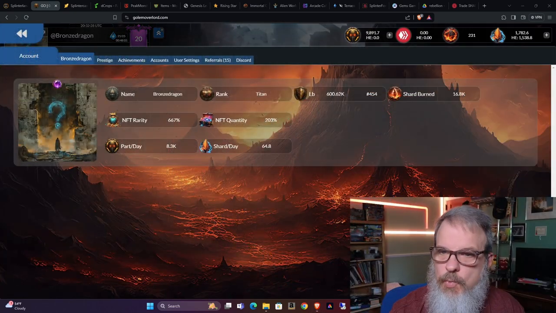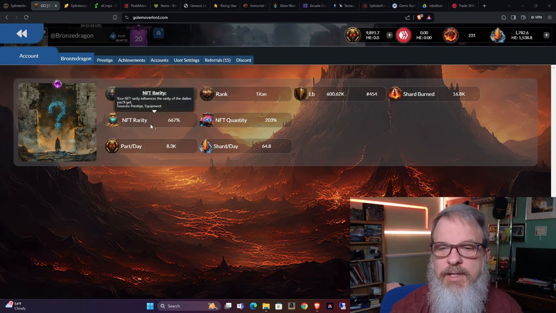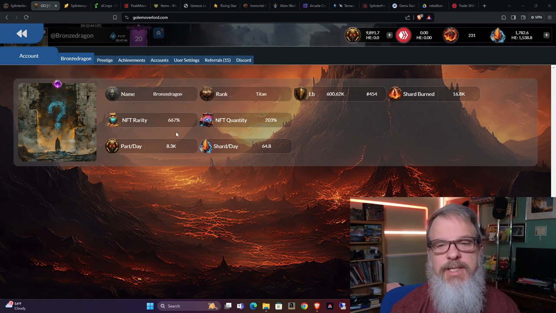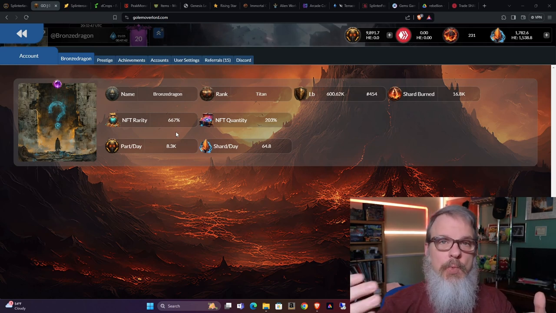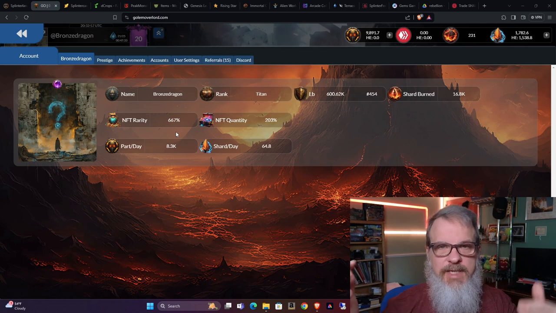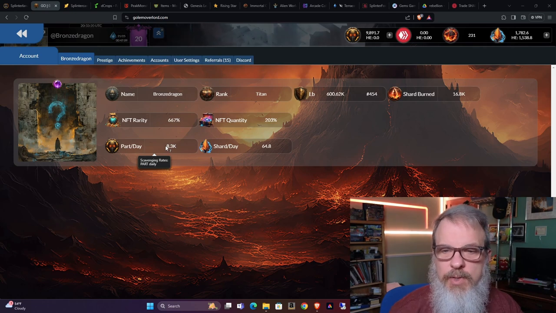So just as an update of where I stand, you can see that my rank is Titan. And currently with all my stats I've got going on right now, I have an NFT rarity of 667% and NFT quantity of 203%, which increases the quantity and the rarity, anything over 100%, of the NFTs that I get on a daily basis when I'm doing my quests. So basically all your stats build up, and as you're increasing those, you get more NFTs, higher quantities, and higher rarities.